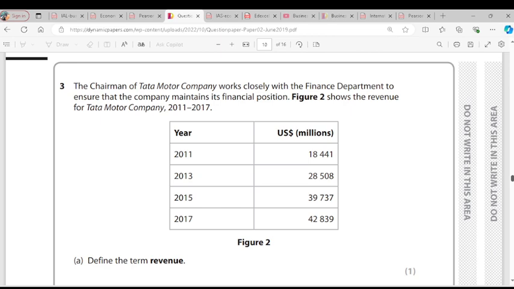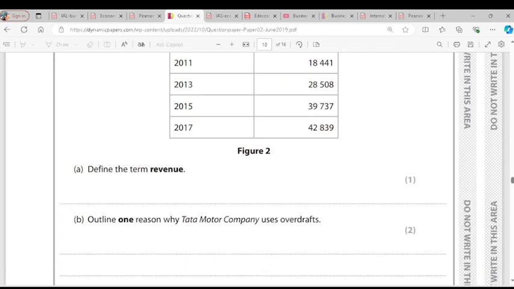They said the chairman of Tata Motor Company works closely with the finance department to ensure that the company maintains its financial position. Figure 2 shows the revenue for Tata Motor Company from 2011 to 2017. So we have the table there. Now the question says, define the term revenue.